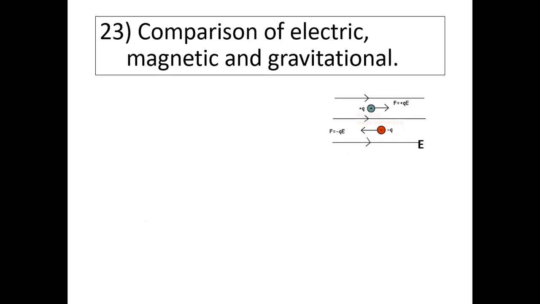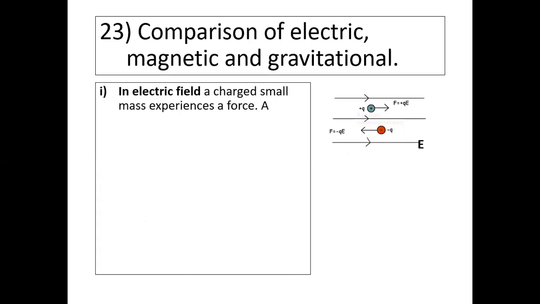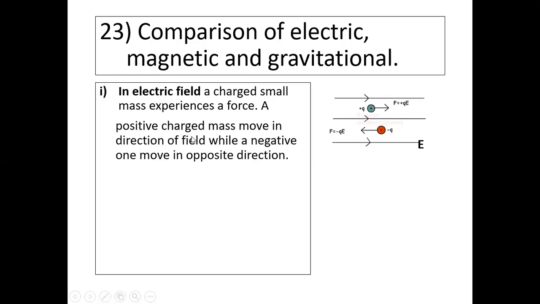Comparison of electric and magnetic field and gravitational field. If you have an electric field like this one, it's very straightforward, 2 dimensions only. Remember the field is the force on a positive charge. So the positive charge will move in the direction of the field, negative charge in the opposite direction. So in the electric field, a charge or small mass experiences a force. Positive charge moves in the direction of the field, while negative moves in the opposite direction.